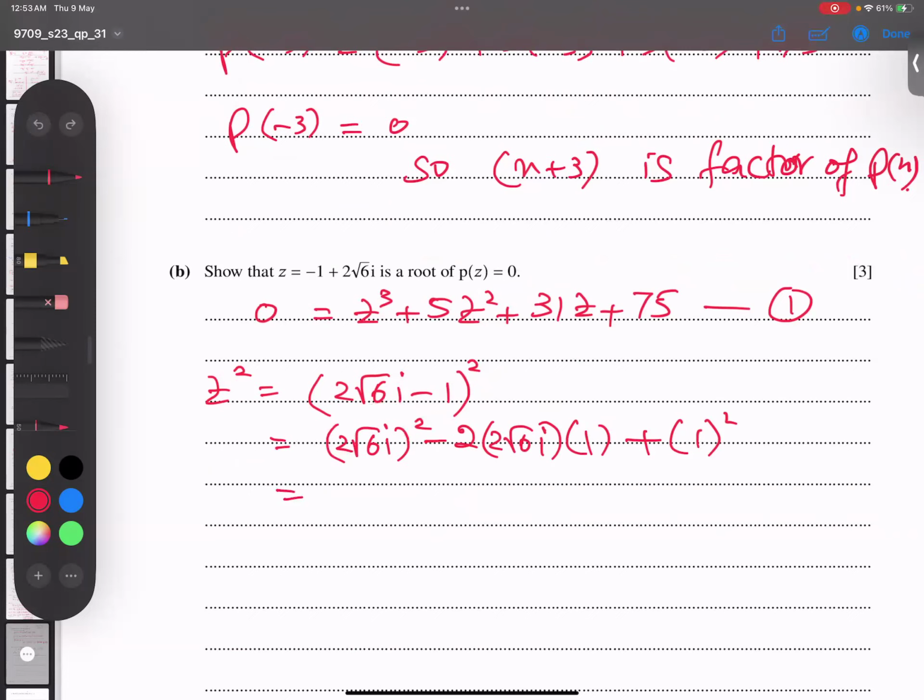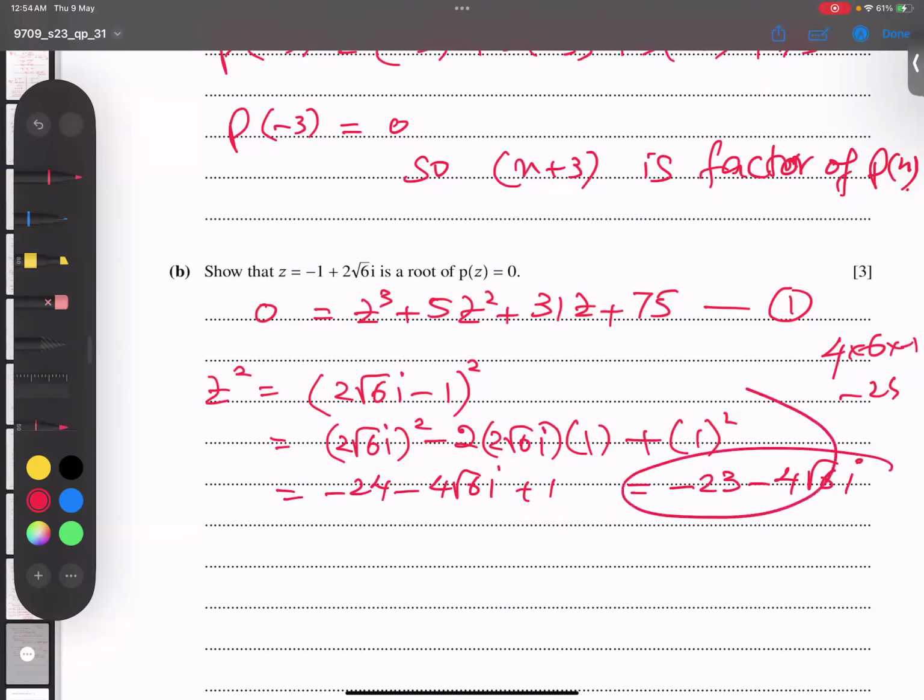Square of 2 gives you 4. Look, I'm writing here 4. Square of root cancels, I got a 6. And square of iota gives you minus 1. I got minus 24. And here 4 root 6 iota, and here 1. And finally, I get what? I get a negative 23 and 4 root of 6 iota. So students, this is okay.